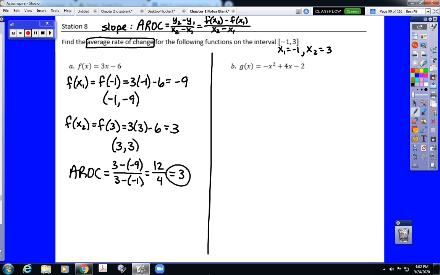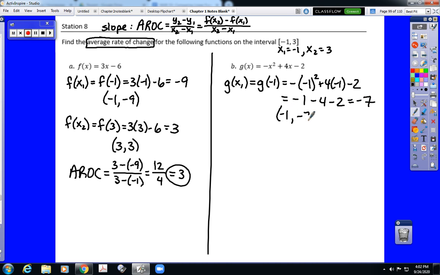Same thing on letter B. We do g of x1, which would be g of -1, or -1 squared plus 4 times -1 minus 2. That would be 1 minus 4 minus 2, or -7. Meaning the point -1, -7 is on the graph.